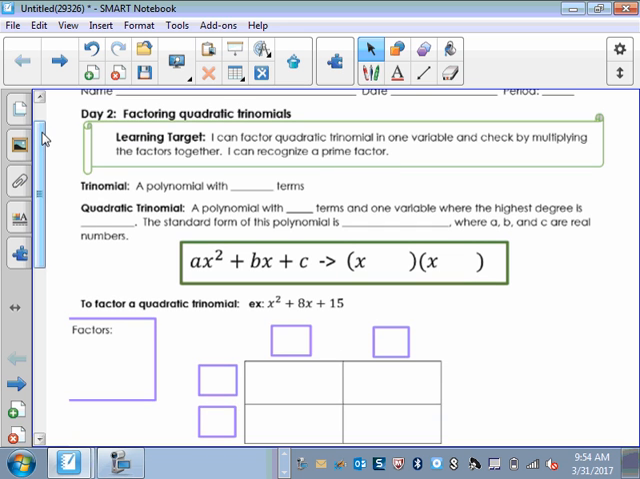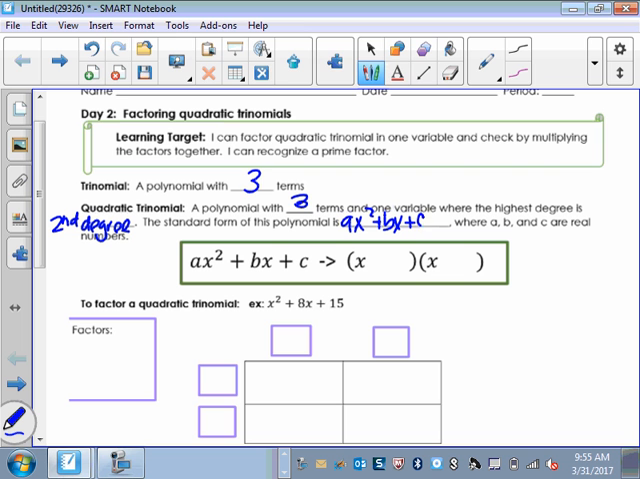So, a trinomial is a polynomial with 3 terms, and a quadratic trinomial is a polynomial with 3 terms and 1 variable where the highest degree is the second degree. And the standard form of a polynomial is ax squared plus bx plus c, which you see at the bottom here, where a and b and c are real numbers. So all of these coefficients, a and b are the coefficients, but c is the constant number.